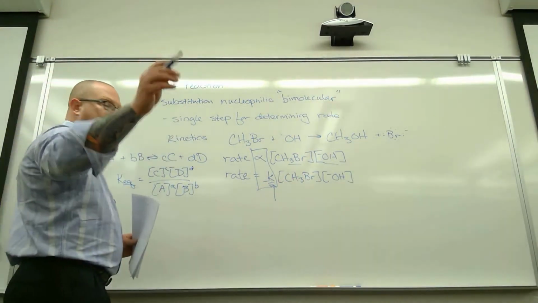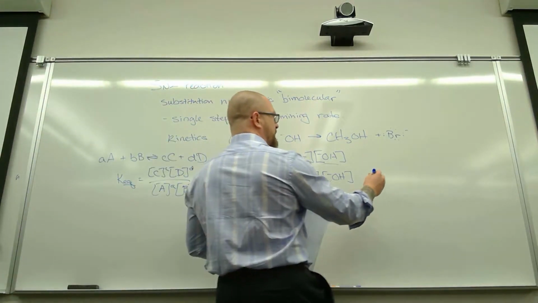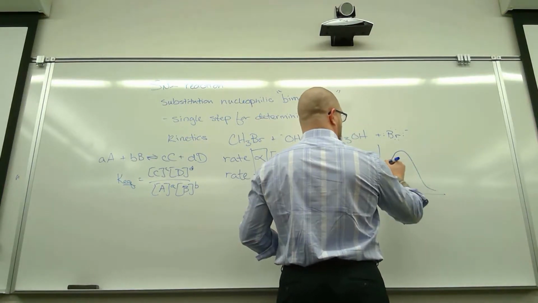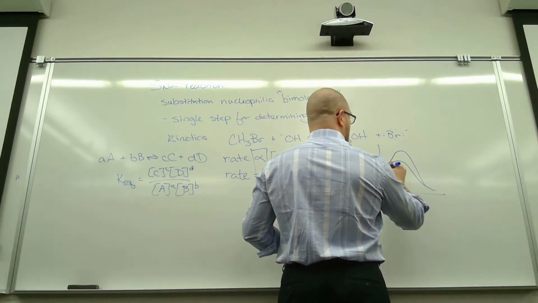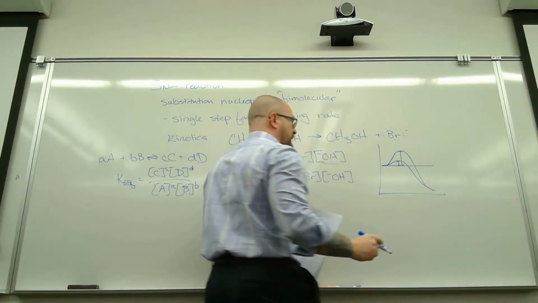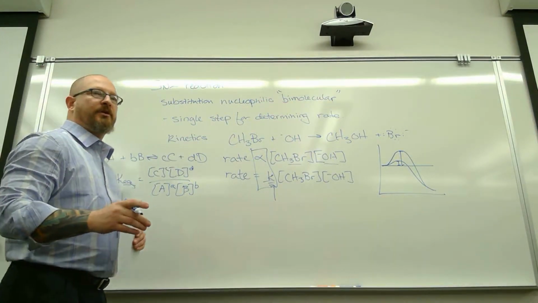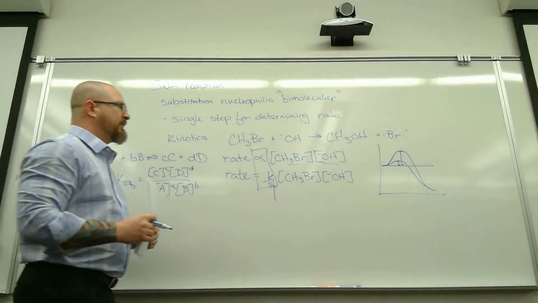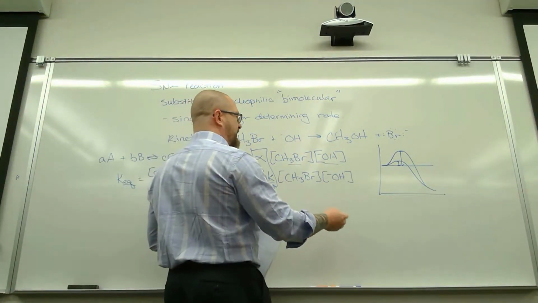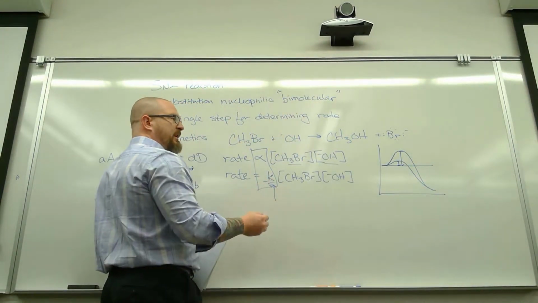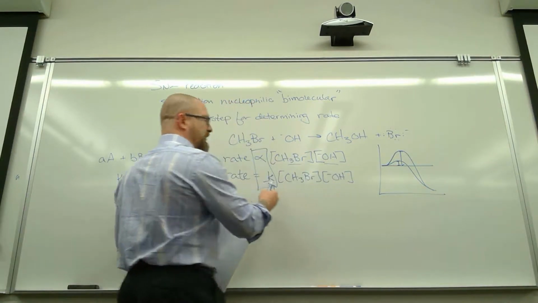And that's driven by the magnitudes of the energetic barrier that you have to overcome. So k gives you a little insight into what kind of energetic barrier you have. If you have a large energetic barrier, you're going to have a smaller k. If you have a lower energetic barrier, you're going to have a larger k.